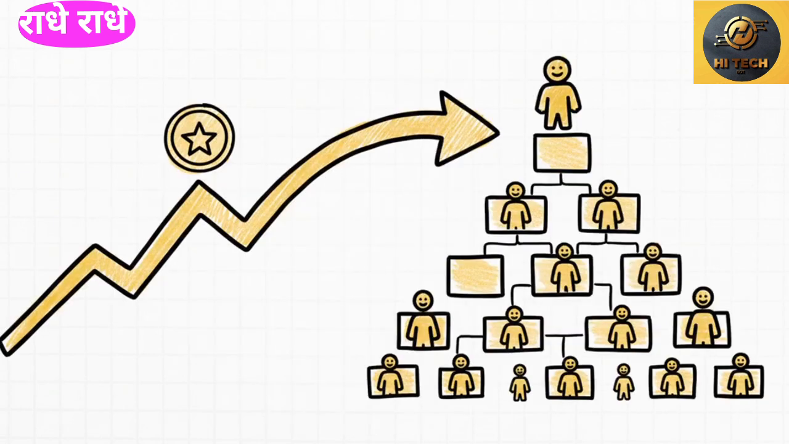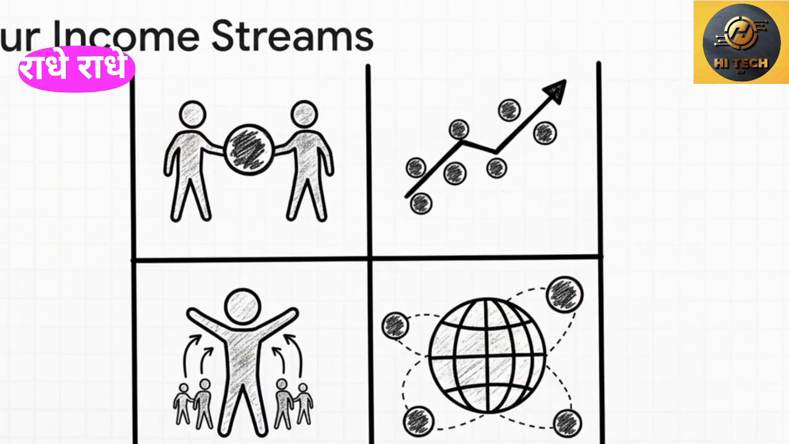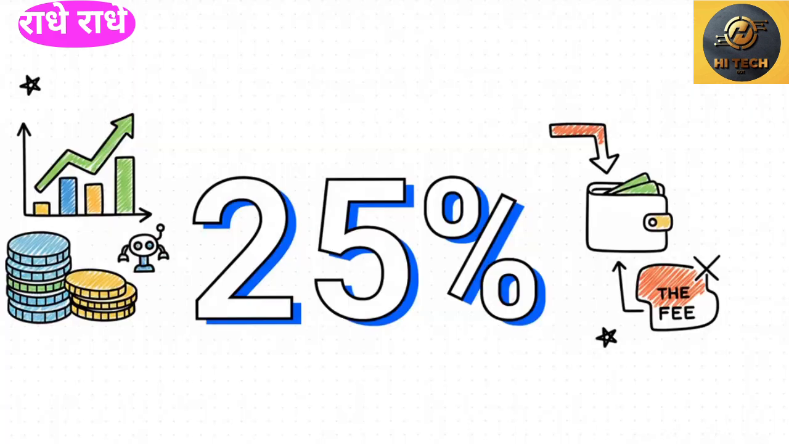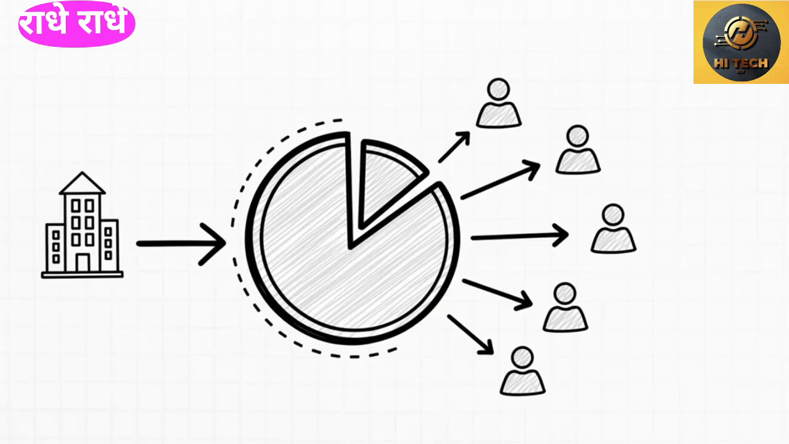Okay, so beyond the trading part, there's a whole business plan. Let's break down how you earn. It boils down to 4 main income streams, from commissions to profit sharing and even royalty pools. Now, whenever a trade makes a profit, the bot takes a small fee. Here's how that works. The bot takes a 25% fee from your profits. This comes from your separate bot wallet, not Binance. So out of that fee, the company keeps 5%. The other 20%, that gets shared with the team.